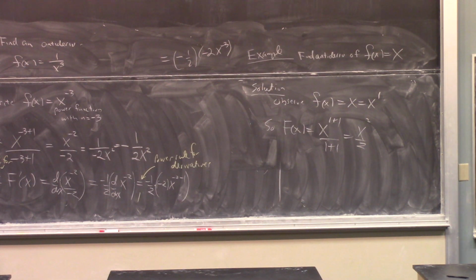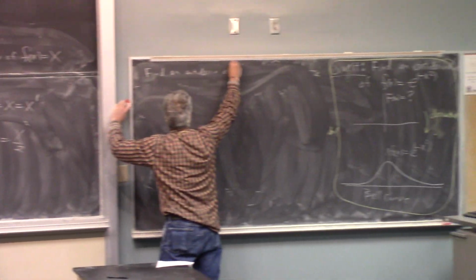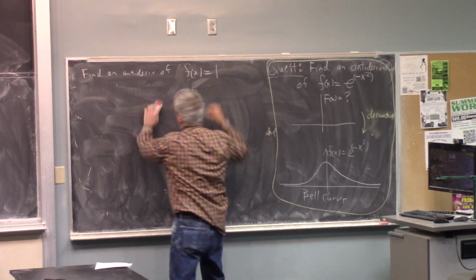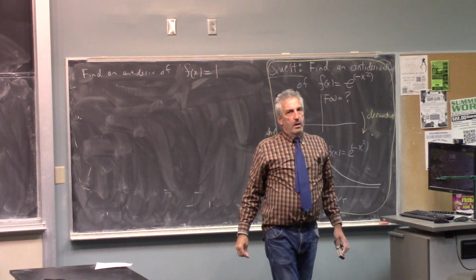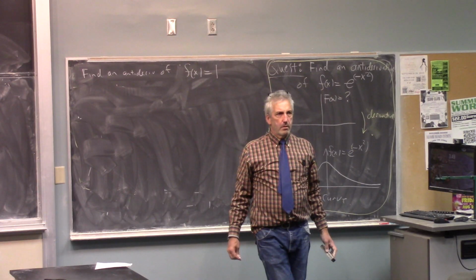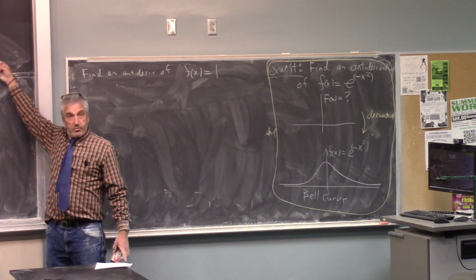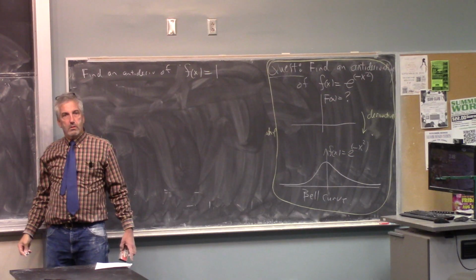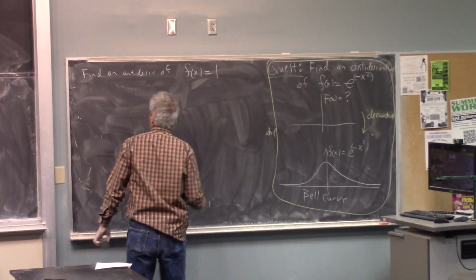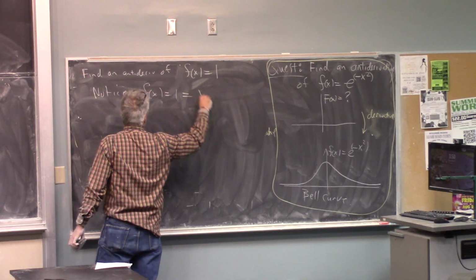Okay, find an antiderivative of little f of x is just the number 1. Now, if we're finding the derivative, what would be the derivative of 1? 0. Okay, yeah, good. So finding an antiderivative is not the same as finding a derivative. Well, notice that little f of x is the number 1, and that's the same as x to the 0.